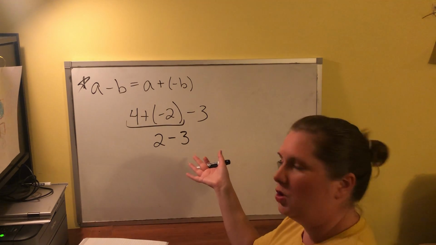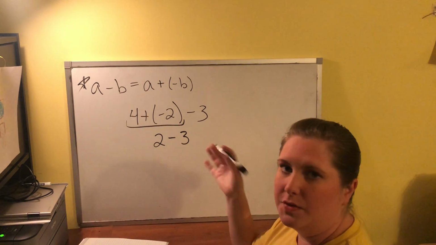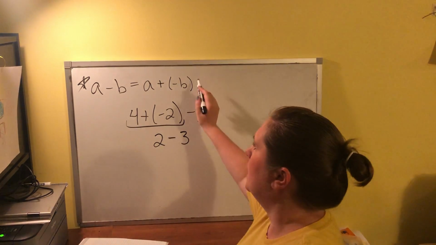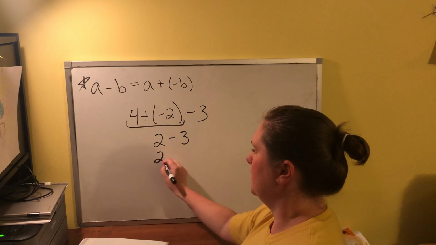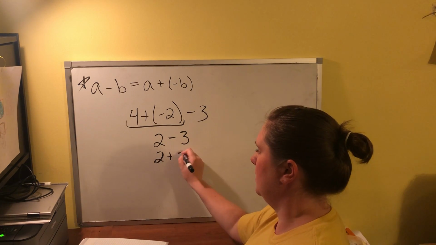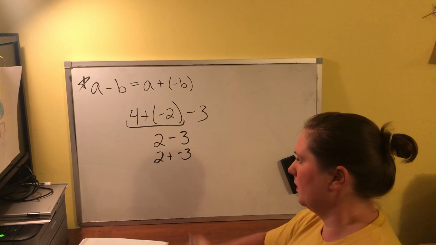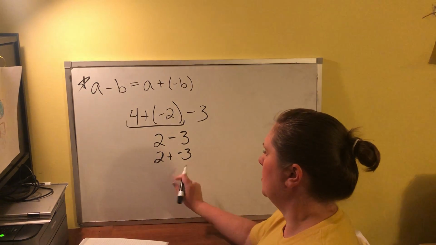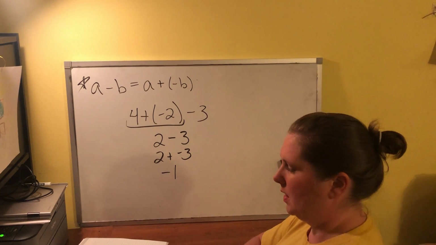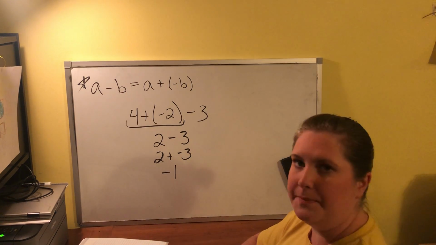Now you may know that 2 minus 3 is -1. If so, great. If you're unsure, use our property. So we keep the 2, we change the subtraction to addition, and we add the negative, okay? So now I have the -3. So 2 plus -3 is -1, okay?